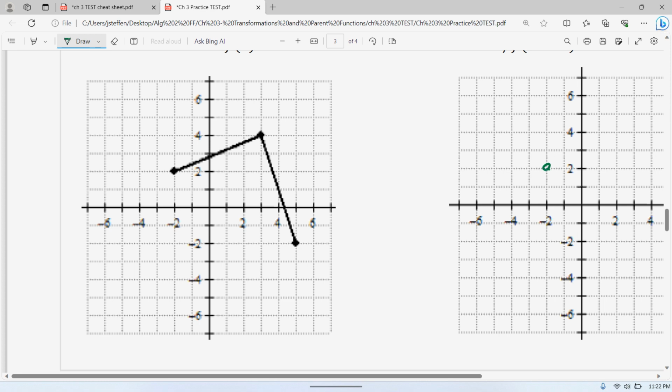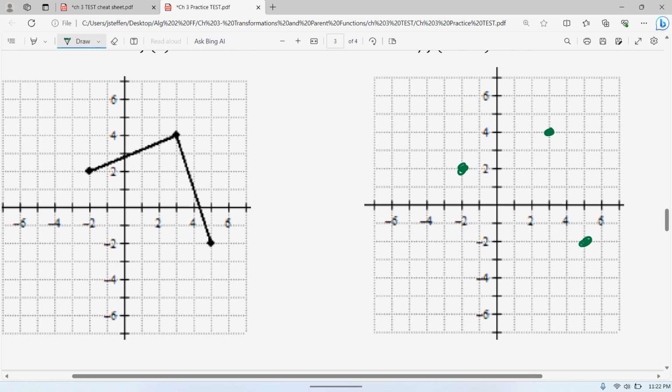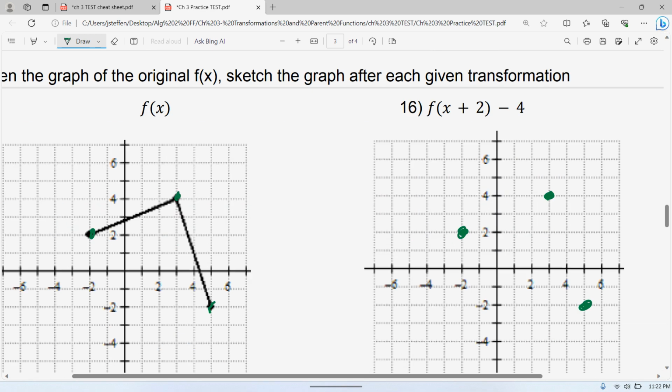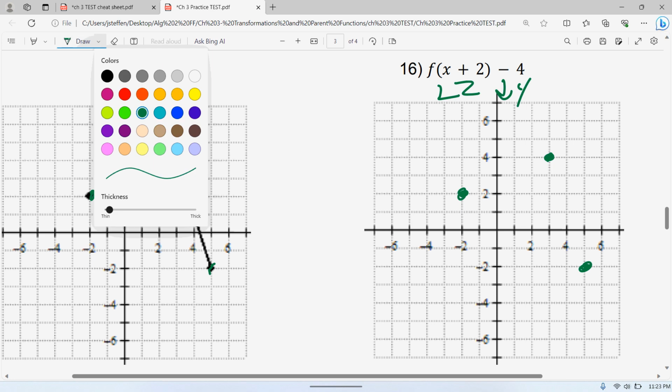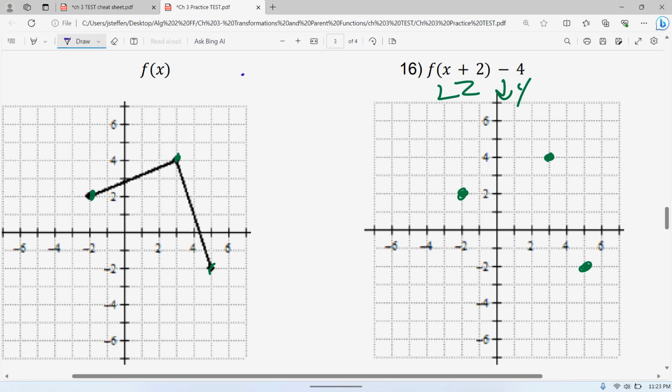Once you have these, make sure you connect them in the right order. This one isn't too bad, but when you have a reflection, on the last quiz a lot of people messed that up because they were connecting it in the wrong order. So make sure you're connecting it in the right order. Numbering the points 1, 2, 3 is a good way to see what order you connect them in, but you do not have to do that.